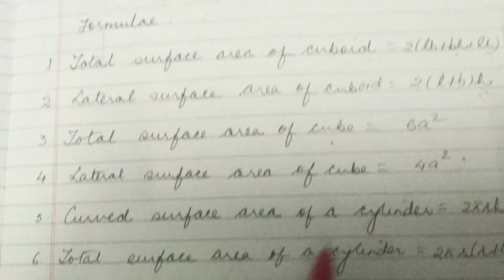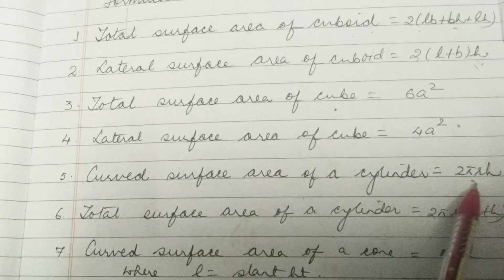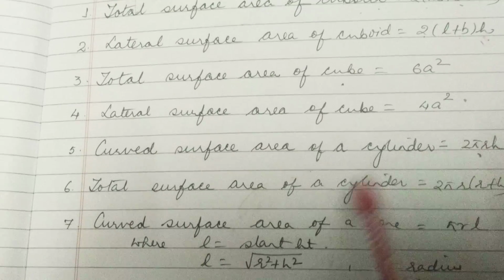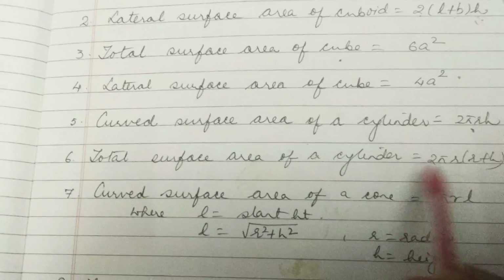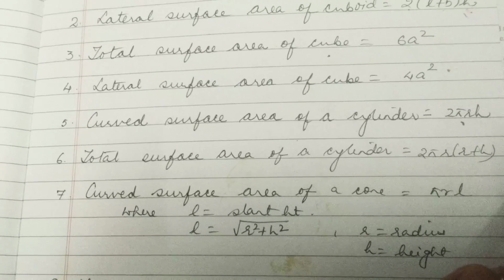Then curved surface area of a cylinder is given by 2πRH, where R is the radius and H is the height of the cylinder. Then total surface area of a cylinder is given by the formula 2πR(R + H).